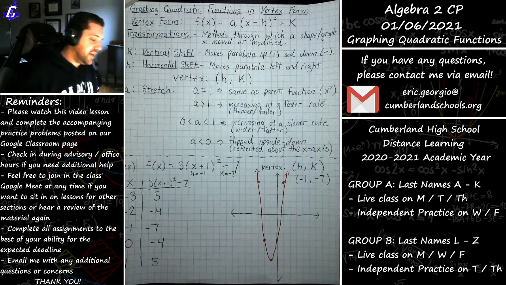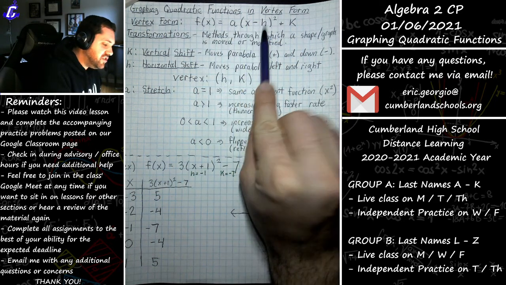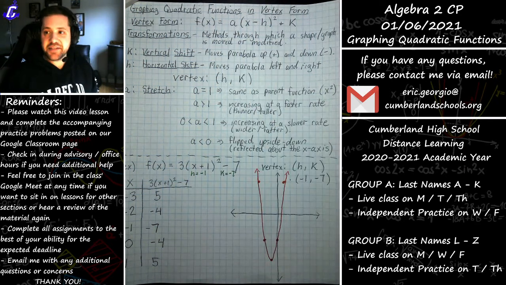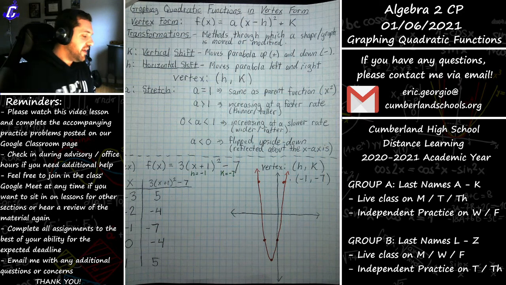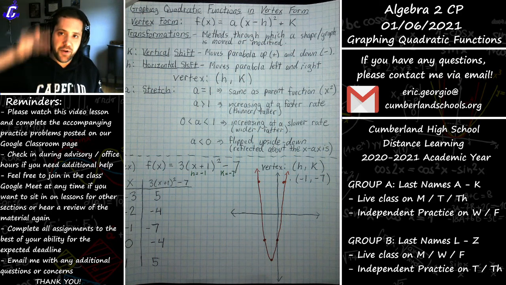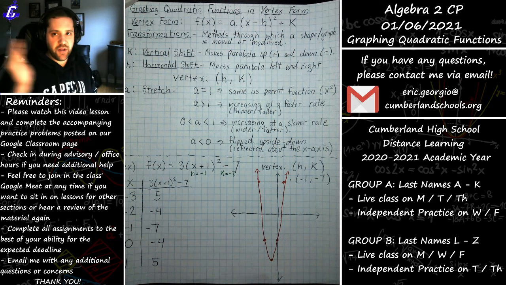Vertex form of a quadratic function is given by f of x equals a times x minus h squared plus k. A, h, and k are all constants that represent transformations, or methods through which the parabola is moved or changed compared to the parent function of just x squared. K represents the vertical shift, which moves your parabola up or down. H represents your horizontal shift, which moves the parabola left and right.